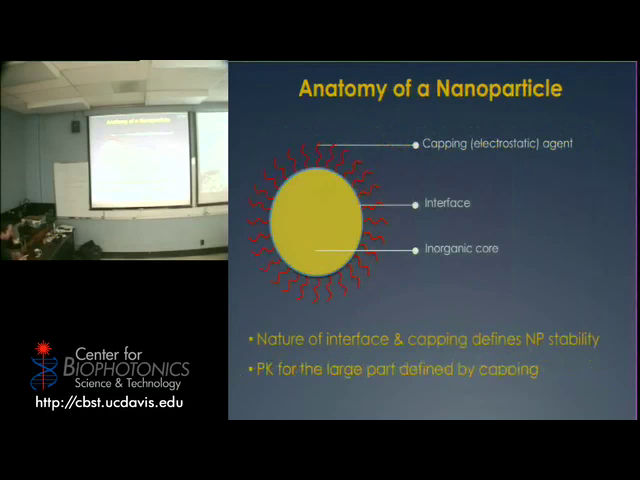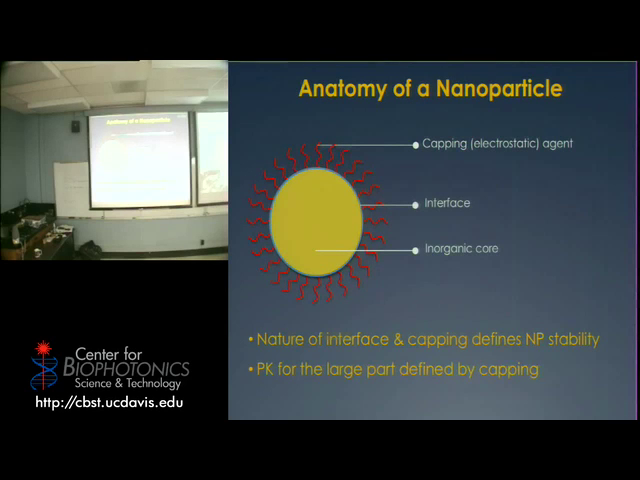So let's go further down and zero in on these nanoparticles. How do they look? They actually look uncannily simple. And for the purpose of this lecture, I'm going to keep the topic centered on inorganic nanoparticles, so particles that have a core made of some sort of inorganic material, like either a metal or a semiconductor.